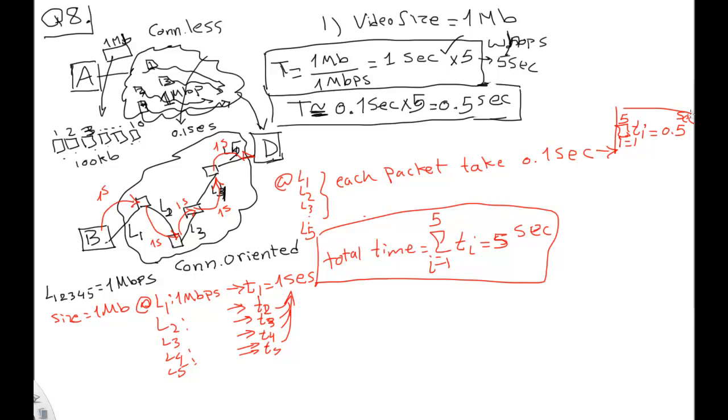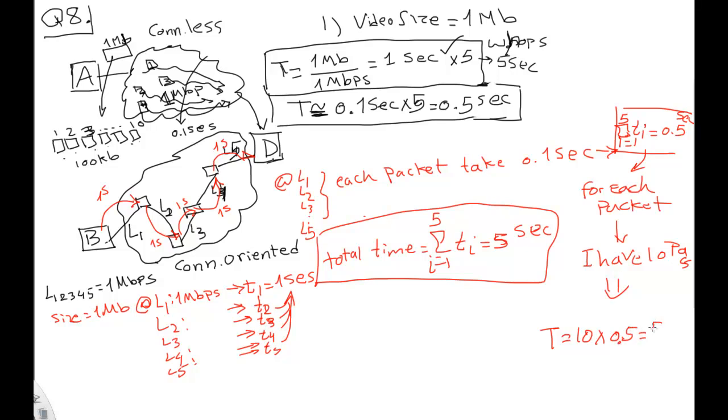But this is just for each packet, right? So this is for each packet. Now the problem is that I have 10 packets, so therefore the total time is going to be 10 times 0.5, which is going to take 5 seconds.